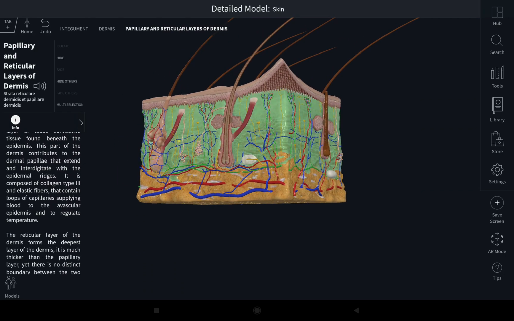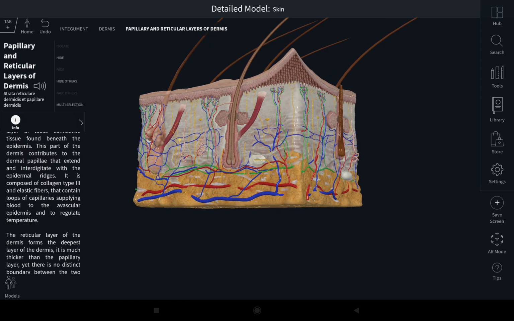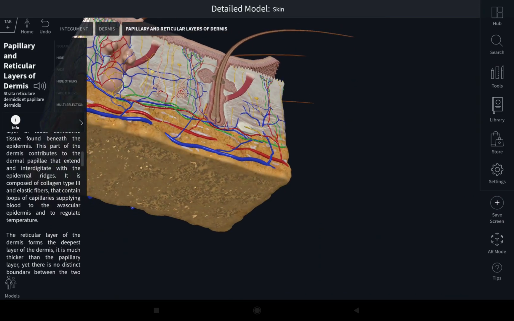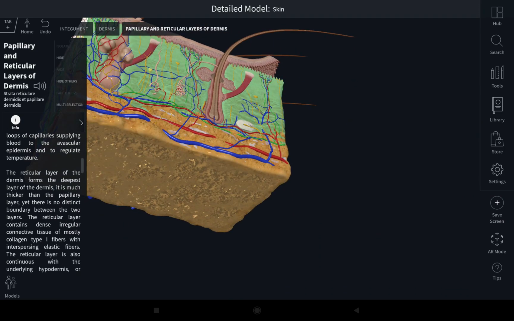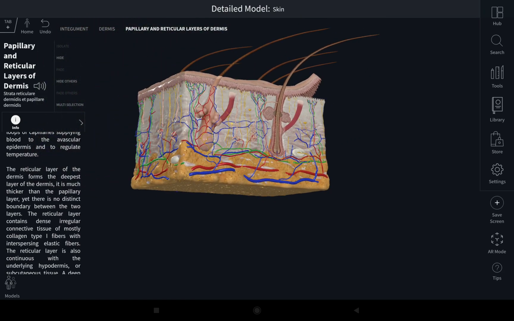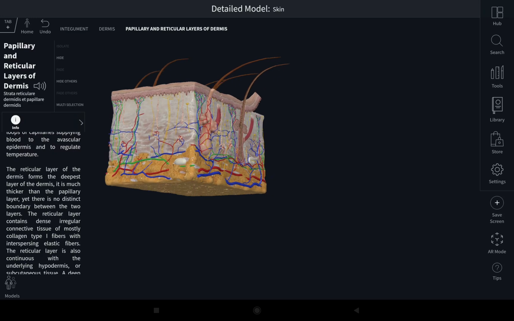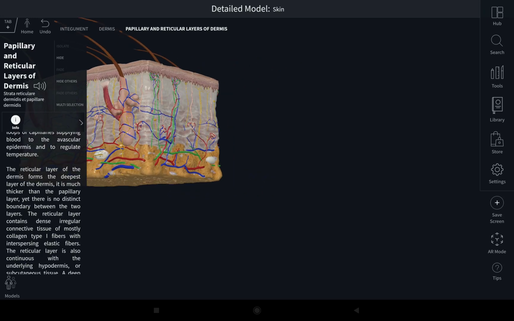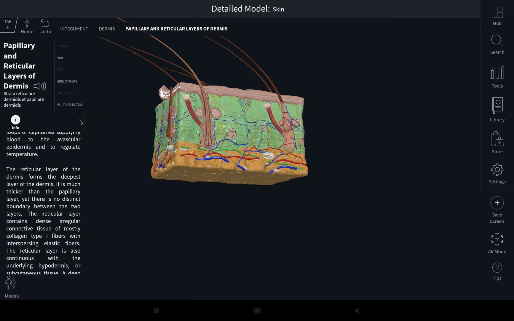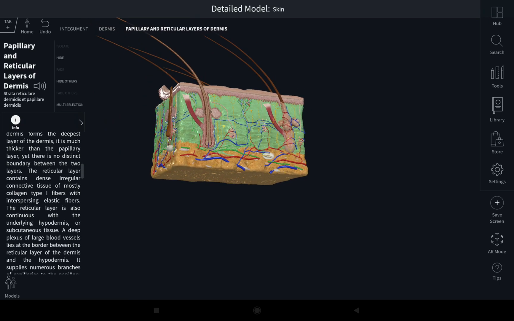The reticular layer of the dermis forms the deepest layer of the dermis. It is much thicker than the papillary layer, yet there is no distinct boundary between the two layers. The reticular layer contains dense irregular connective tissue of mostly collagen type 1 fibers with interspersing elastic fibers. The reticular layer is also continuous with the underlying hypodermis or subcutaneous tissue.